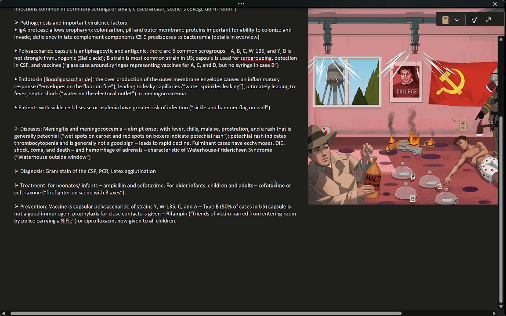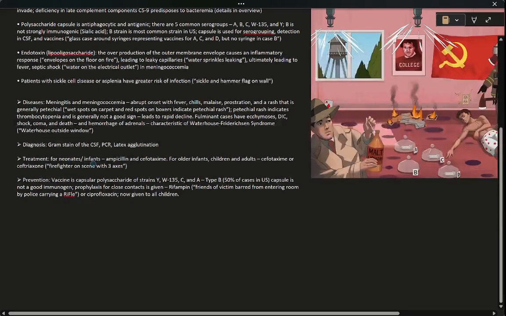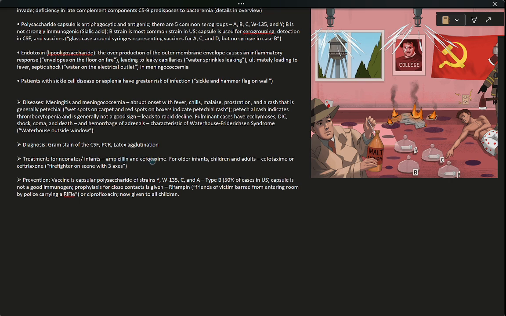Cefotaxime. I always struggle to pronounce this medication. Cefotaxime, okay. Ceftriaxone, yep. And for neonates and infants, you can use either ampicillin or use ampicillin with cefotaxime.